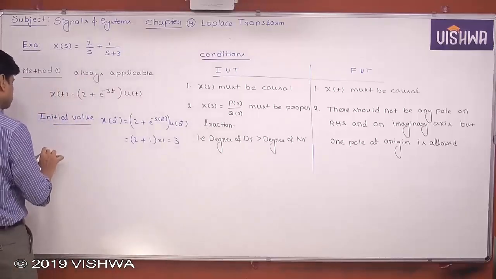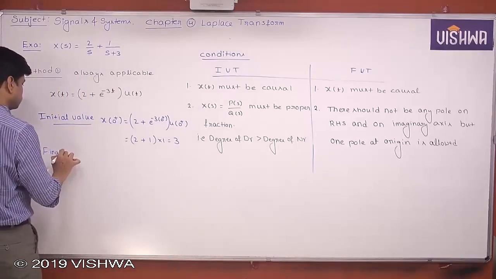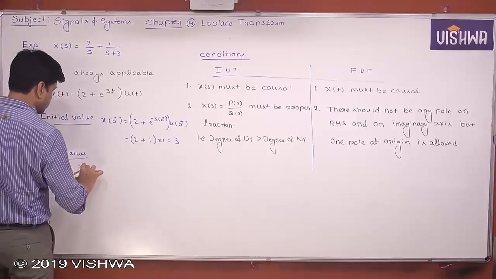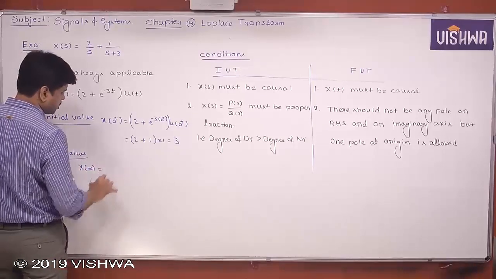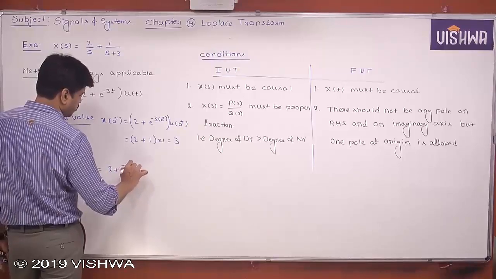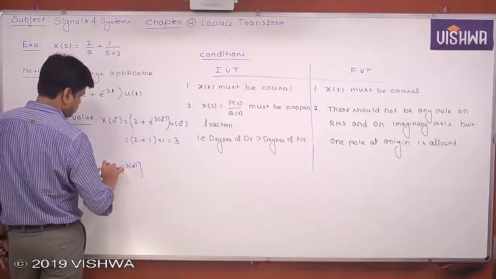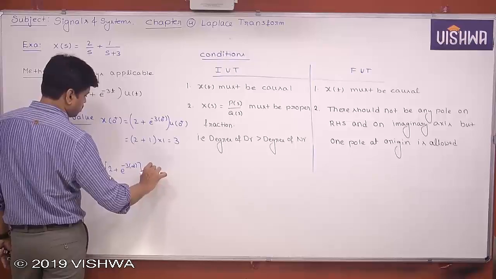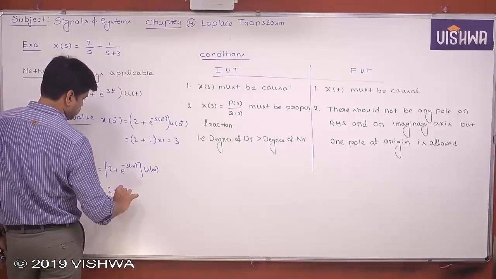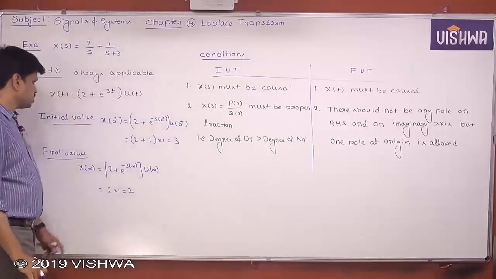Final value. X of infinity is 2 plus e power minus 3 into infinity, u of infinity, which is 2 into 1, that is 2. So this is the final value.